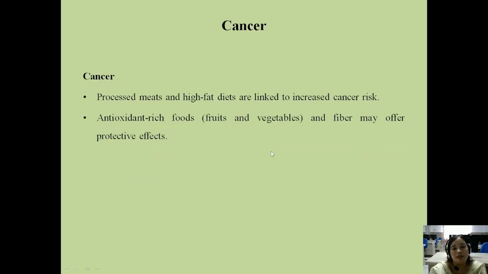Then cancer. Processed meat and high-fat diets are linked to increased cancer risks. Vegan diets and antioxidant-rich foods, fruits and vegetables, and fiber may offer protective effects.